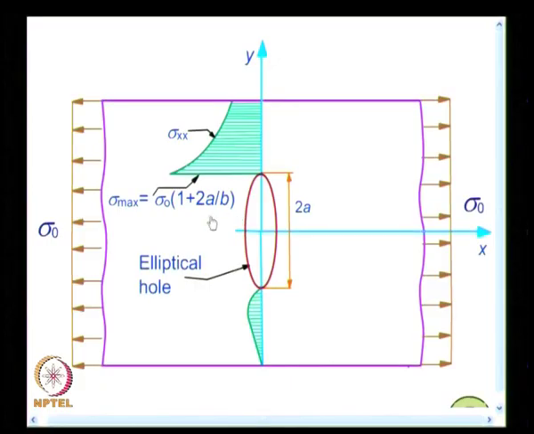And what is the advantage of an elliptical hole? You can verify whether the solution is correct by changing the minor axis. If I make the minor axis equal to the major axis, I would get the problem of a plate with a circular hole, and if you make b equal to a, this goes to 3.